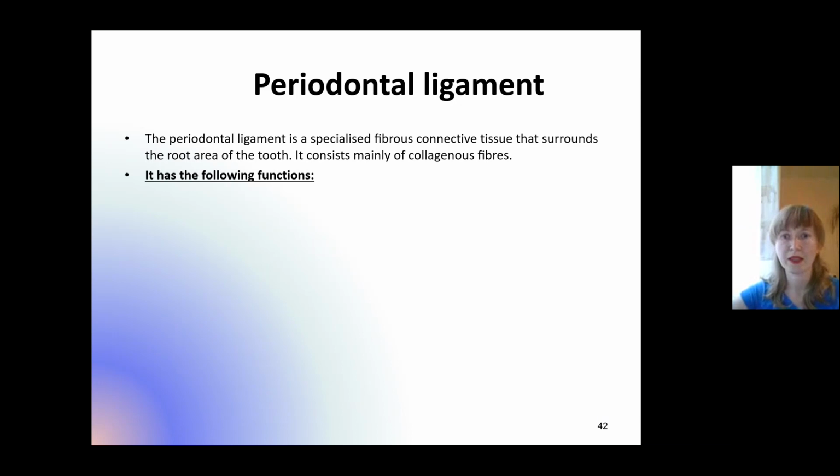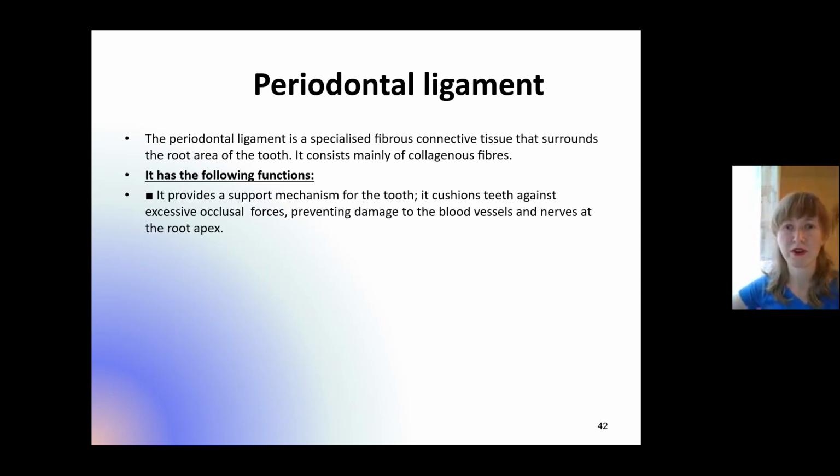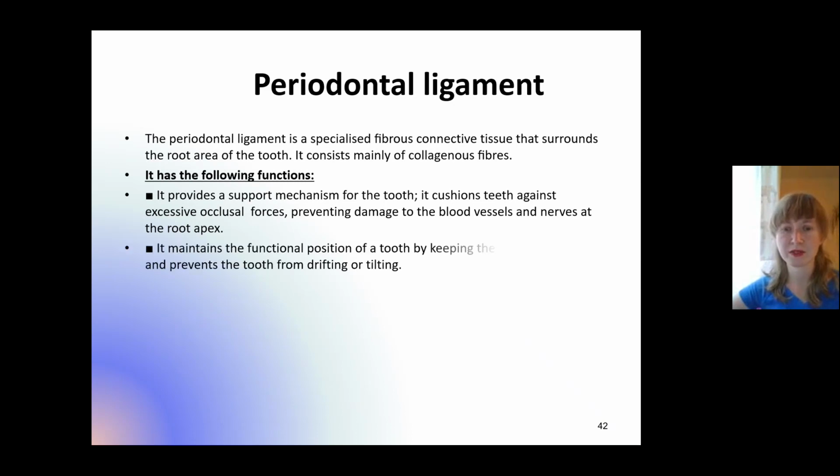Periodontal ligament is a specialized fibrous connective tissue that surrounds the root area of the tooth. It consists mainly of collagenous fibers. It has the following functions. It provides a support mechanism for the tooth. It cushions teeth against excessive occlusal forces, preventing damage to the blood vessels and nerves at the root apex.